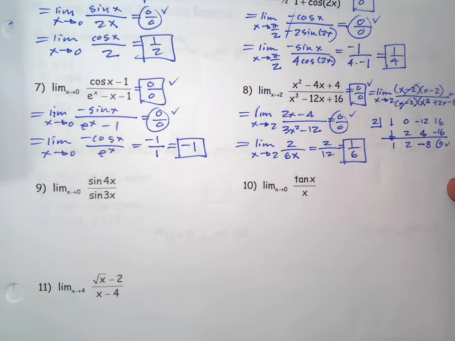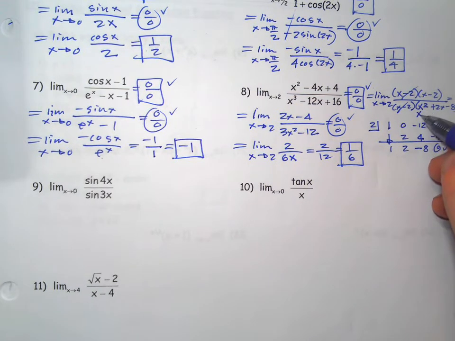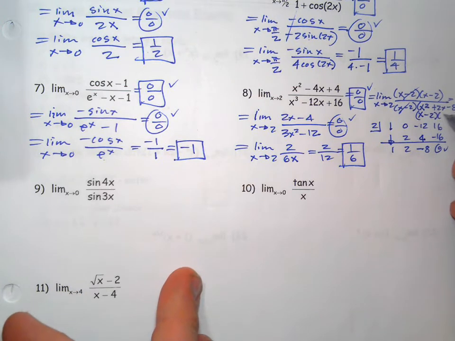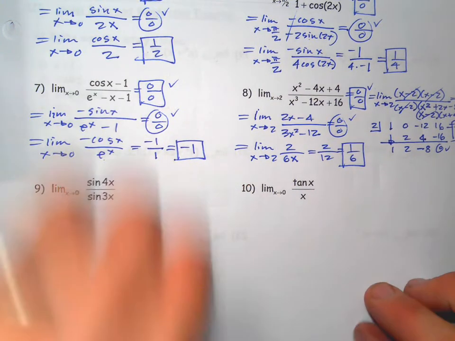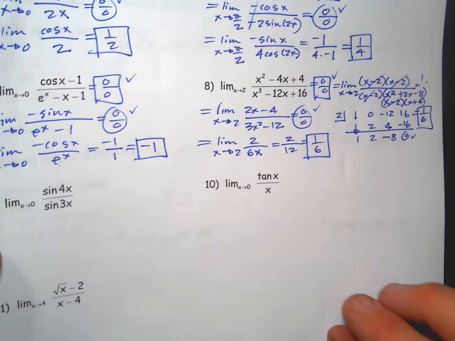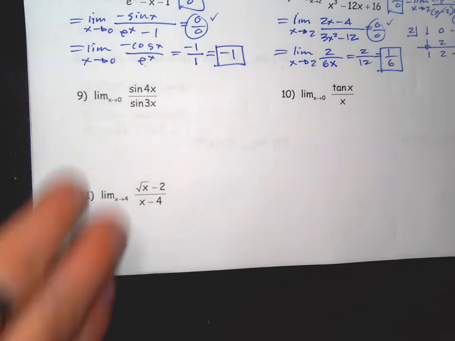You get 0 over 0 again. So we should probably factor this more. x minus 2, x plus 4. So there's another hole. So it's going to be 1 over that, which is going to be 1 over 6. So it's another way of getting the same answer. I think that was a lot harder though. I think L'Hopital's rule was the way to go.